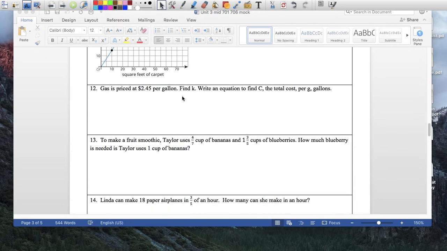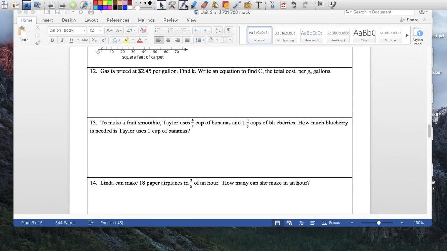Number 12. Gas is priced at $2.45 per gallon. So dollars usually are y, and gallons will be our x. So if you do k equals y over x, you can tell that's already our unit rate. So it's 2.45 over 1 gallon. If you divide that, you get that k equals 2.45.